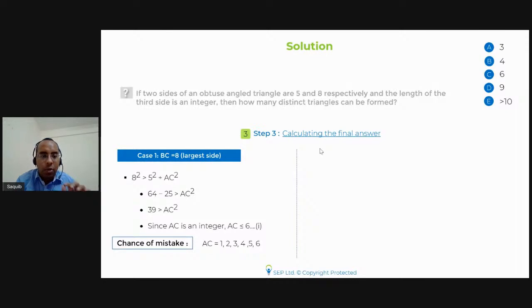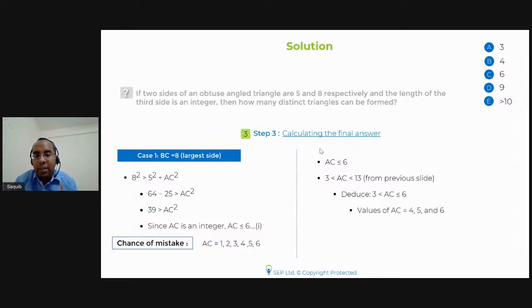But the idea is you found AC is less than or equal to 6. From the previous slide, I showed you that the range of AC is this. Okay, this is the main range. So you can combine and say that AC is greater than 3 and AC is less than or equal to 6. And from here, you can say the values can be 4, 5, 6. I hope this is clear, guys.